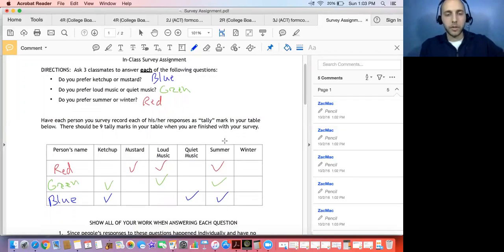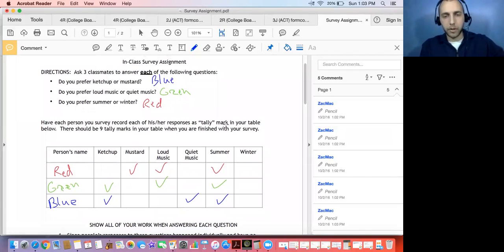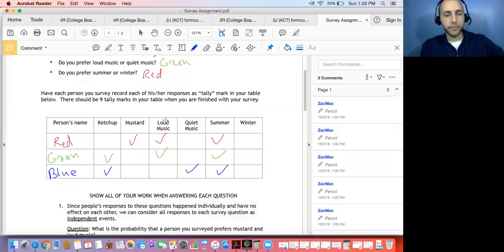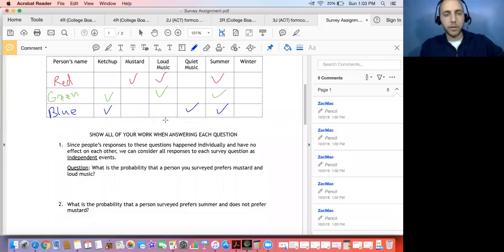Okay, so this is how you should have filled in your survey sheet if you didn't do it this way. Tally marks, check marks, whatever you want to do. There should be a total of 9, and I in fact have a total of 9, so I did it correctly. So now we need to use this table to answer these questions down here.